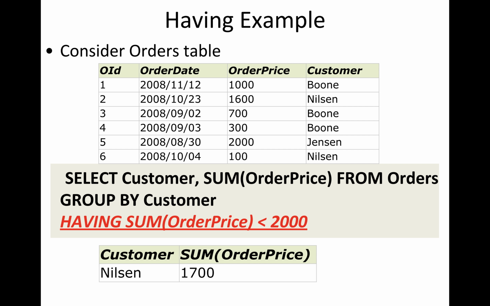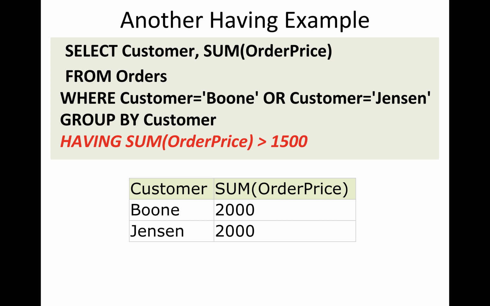So this is exactly what we're looking for, the capability of applying predicates on aggregates as part of the filter. Here's another one, having a sum that's greater than 1,500, we come back with these two records, Boone and Jensen.